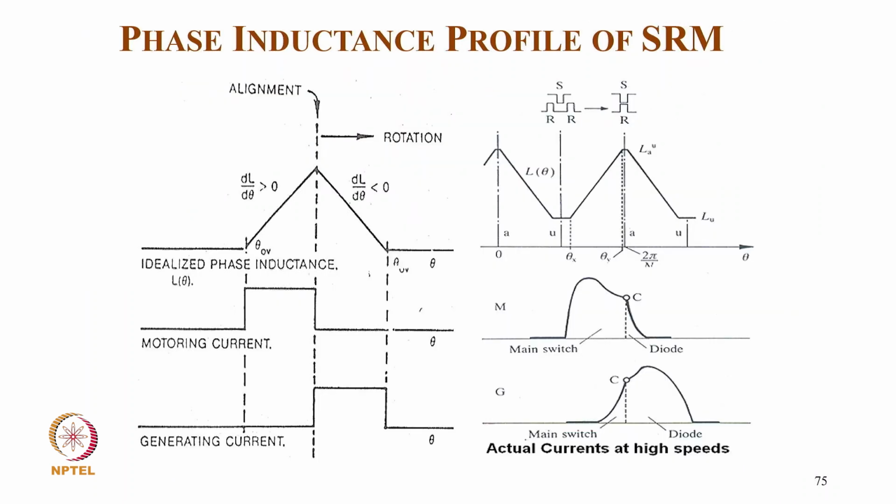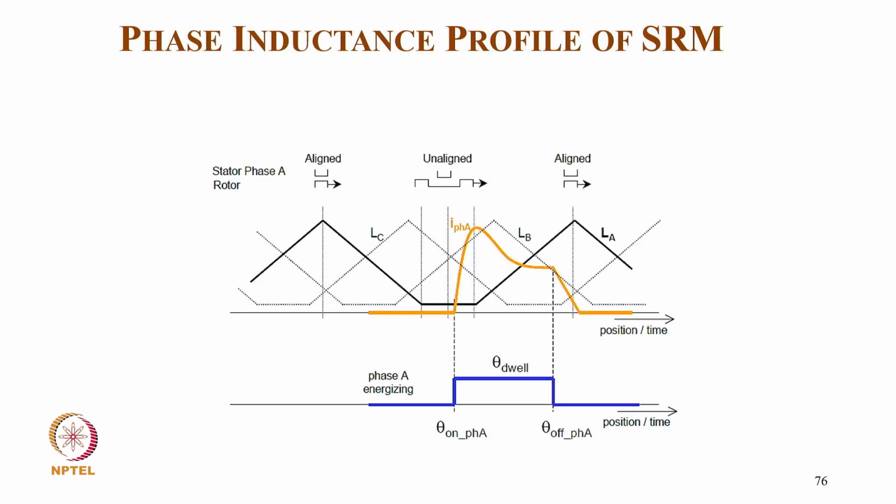These are typically the ideal motoring as well as generating regions, with rising inductance, which will excite the motoring torque and motoring current and generating current. Accordingly, when you go for high speed, you can see how the current excitation is advancing and how the current takes place in the region. And this is typically the phase inductance profile with respect to the current profile. So you put the excitation a little before, till the poles get aligned.